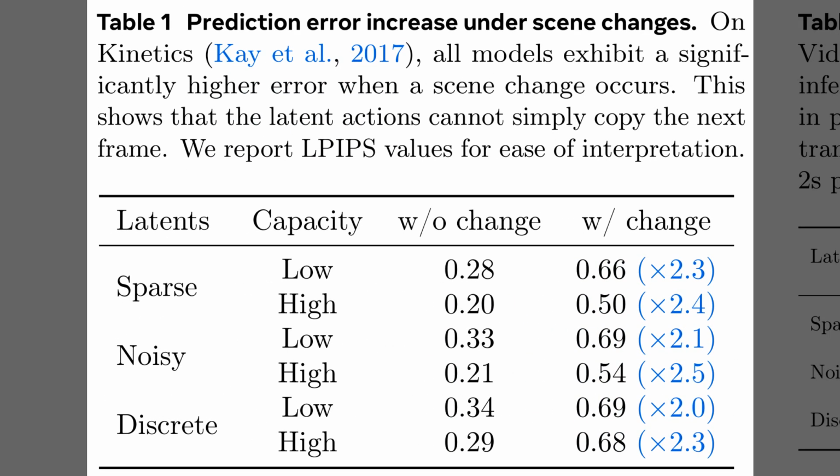While the previous results were promising, Table 1 now provides the quantitative proof that the model isn't cheating. It reports the prediction error increase specifically for the scene change test we defined earlier. The critical comparison lies between the without change column, showing baseline performance, and the with change column, where the video cuts abruptly. Notice how the error significantly spikes across all models. For the high-capacity sparse model, it jumps from 0.20 to 0.50. This confirms that the latent actions are learning actual dynamics, which fail during a cut, rather than simply copying the future frame.